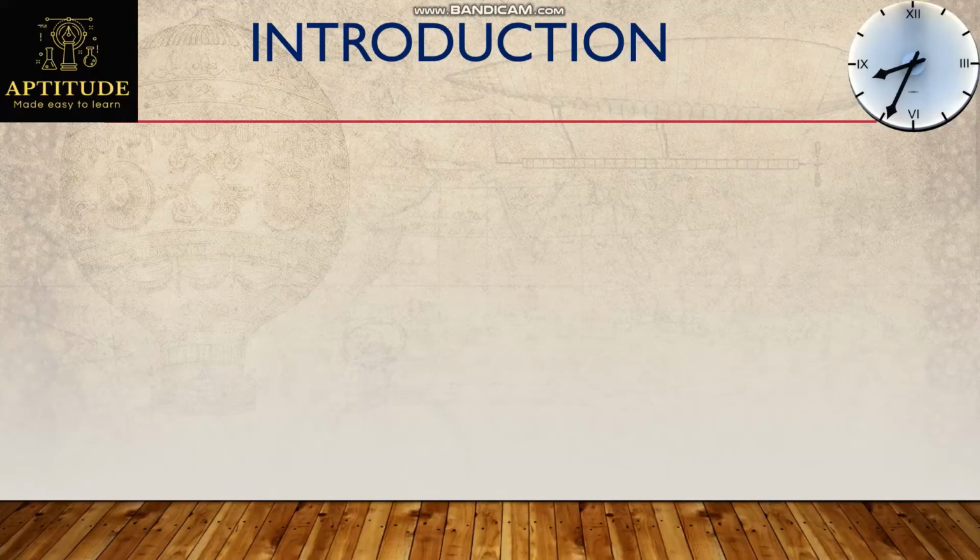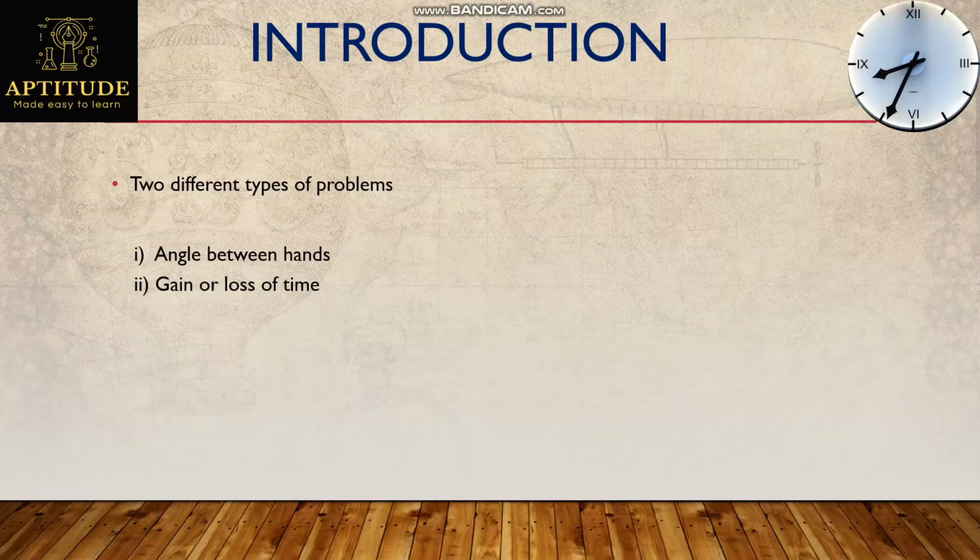Coming to problems on clocks. What are the different types of problems we can expect on clocks? The very basic problems we can expect. There are mainly two different types of problems on clocks. One is nothing but the angle between the hands of a clock.